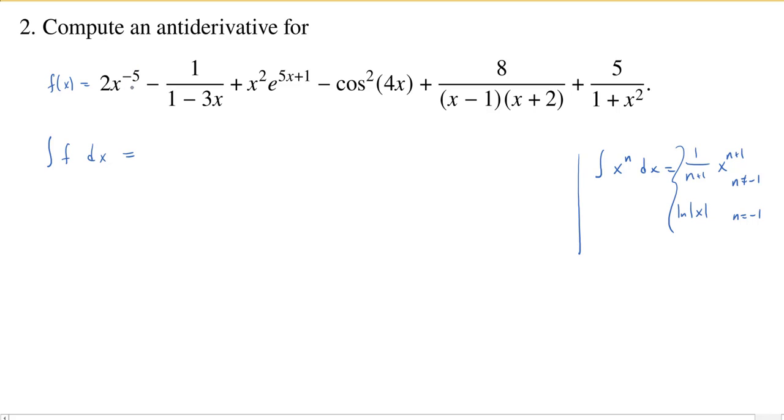So 1 more than -5 is -4. And of course this constant just sticks around. So we'll have 2 times 1 over -4 times x to the -4. If you wanted to simplify, you could have -1/2 x to the -4, or even if you like -1 over 2x to the 4th. Right? I don't really care.